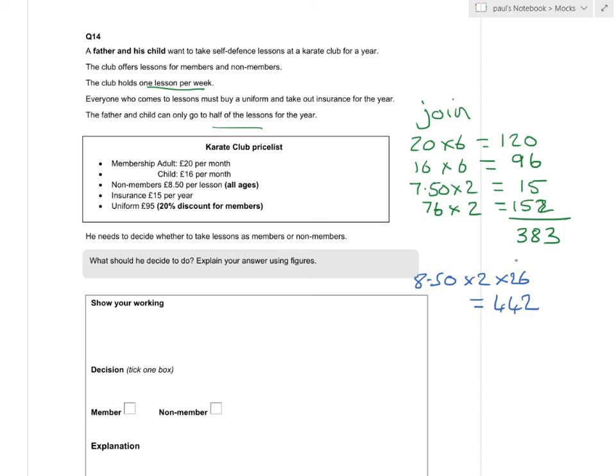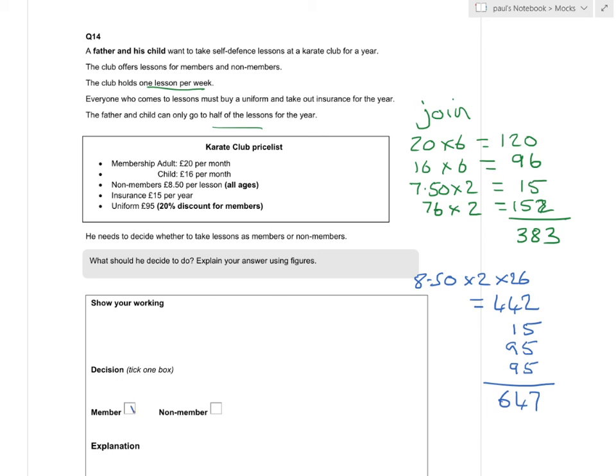It's already more expensive than that, isn't it? Now they've got to pay the insurance per year. So the insurance we worked out was £15, so we're going to add another £15 for 2 half years. And then they're going to buy 2 uniforms, which is a 95 and a 95. This is going to be way more expensive, yeah? So 442 plus 15 plus 95 plus 95 is 647. So that's non-members.